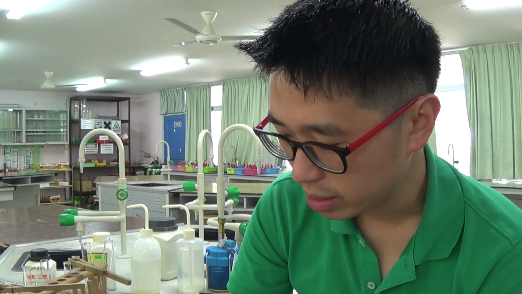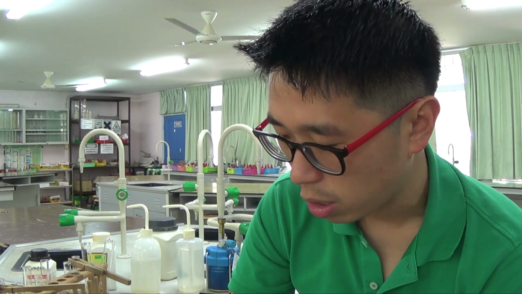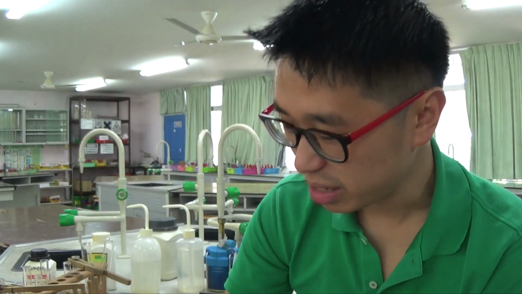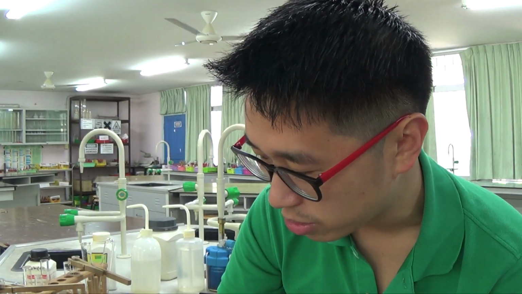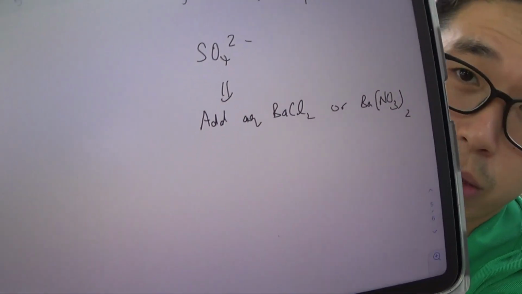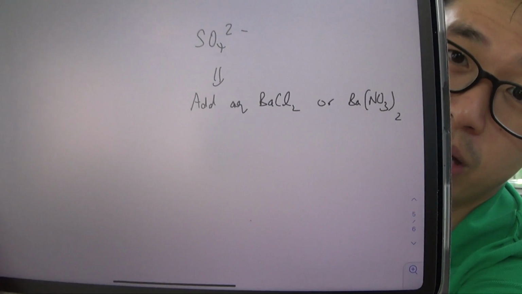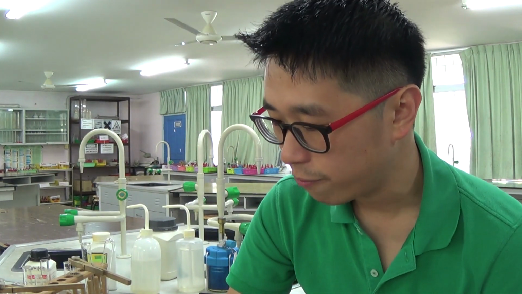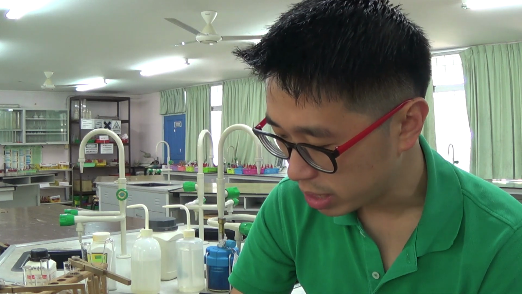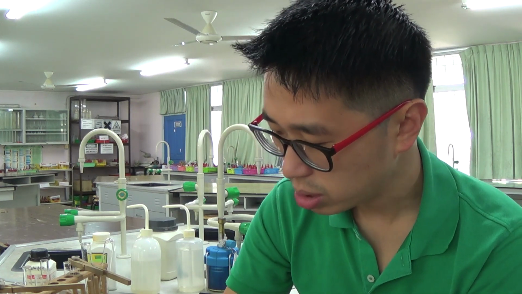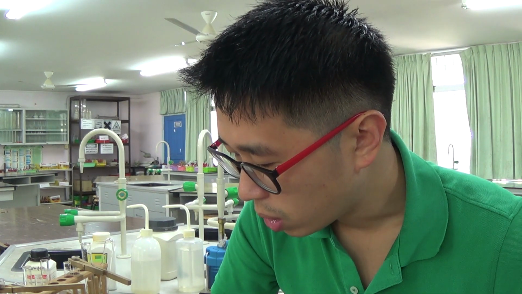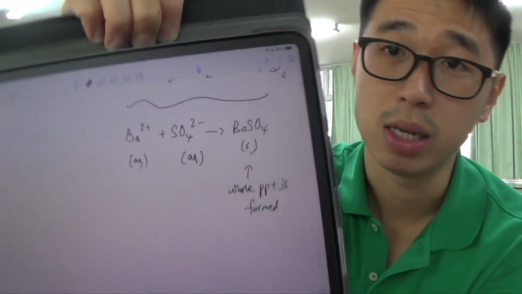The test for SO4 2- is you add aqueous barium chloride. I know I have used barium nitrate, because it's either barium chloride or barium nitrate. Both of these are aqueous solutions because they dissolve in water. Okay, so when they react with the sulfate, what you get is this classic precipitation reaction. The test for sulfate is the formation of a white precipitate when the two colorless solutions meet together. So what you observe is a white ppt, or white ppt is formed, or white ppt is observed.